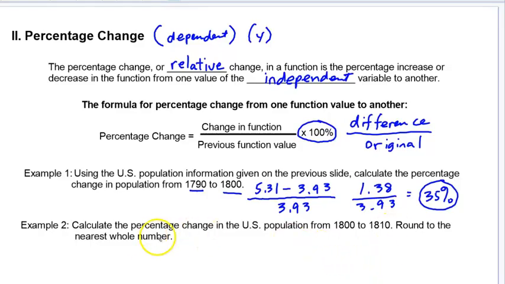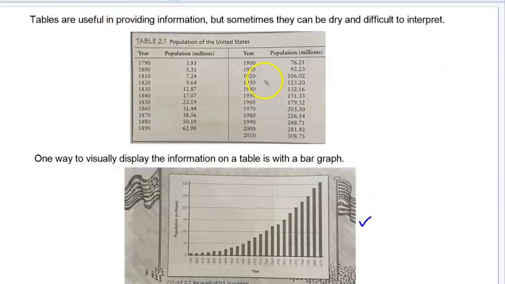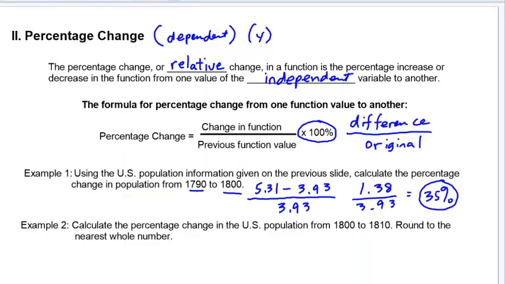Okay, we'll do another one. Calculate the percentage change from 1800 to 1810. All right, so go back to our table. This is the table that we're working with. So you would have this printed out, hopefully, so you can just flip back. I'm not going to keep flipping back and forth in my slides. Hopefully you have a printout of this already that you're working from. But that's the table that we're getting our information from.